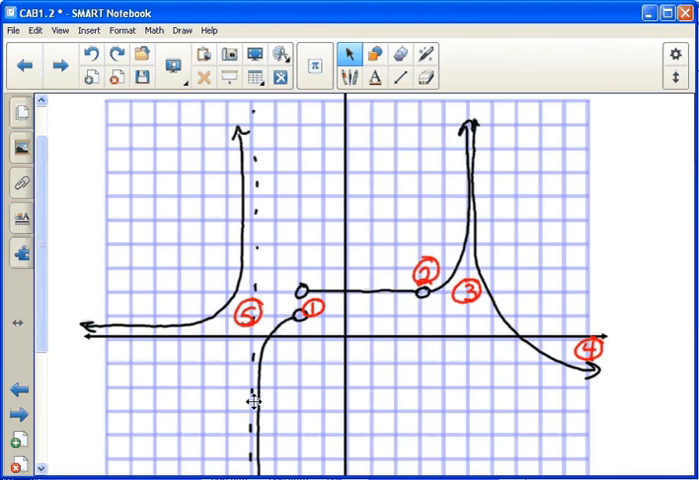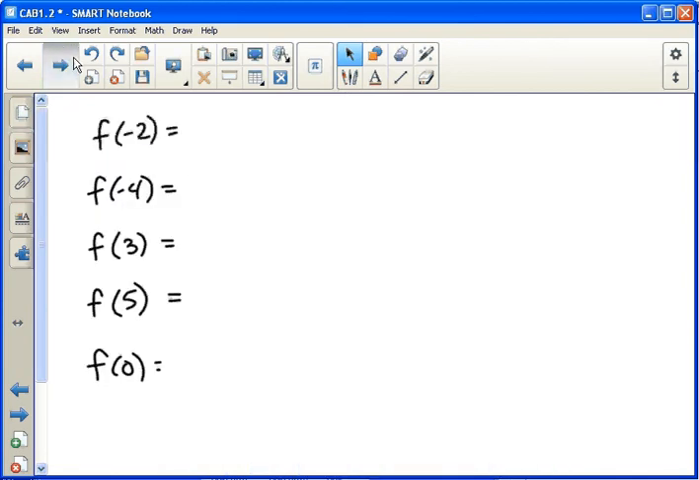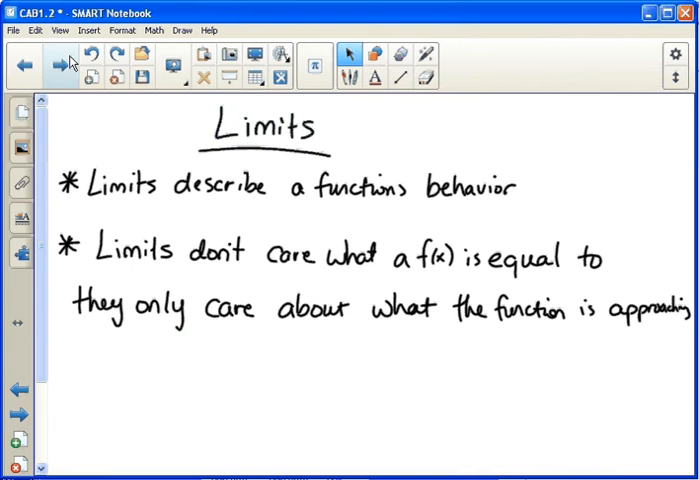Same idea here. It'll tell you you are approaching y value 1 right there, or right here we're approaching y value 2. We never actually reach it or touch it here, but that is what we're approaching, and that's what limits are designed to do. They don't tell you what's happening right at the point, they tell you what's happening around the point. So again, they describe a function's behavior, meaning just what a function does, and limits don't care what a function is equal to, they only care about what the function is approaching.